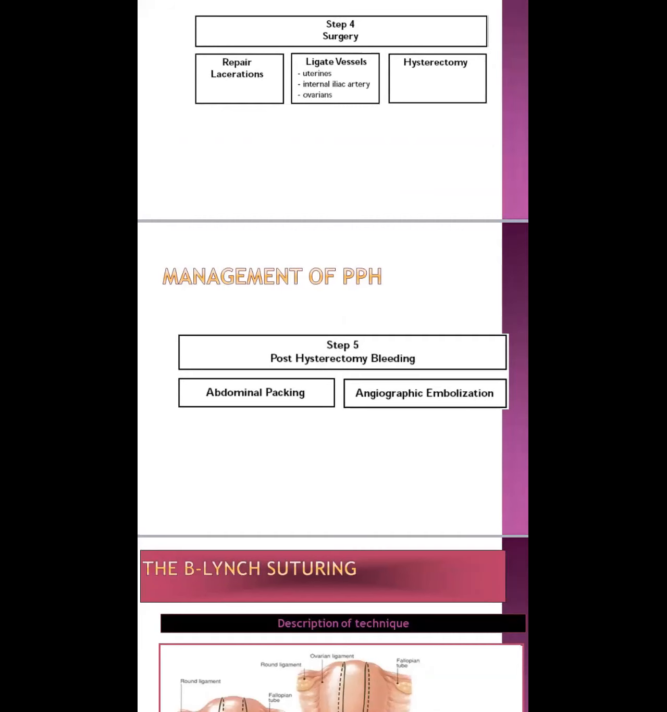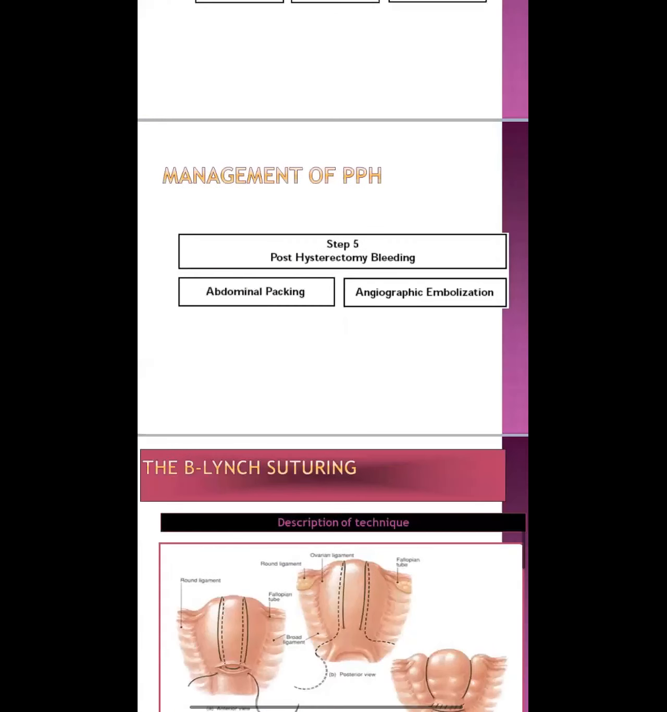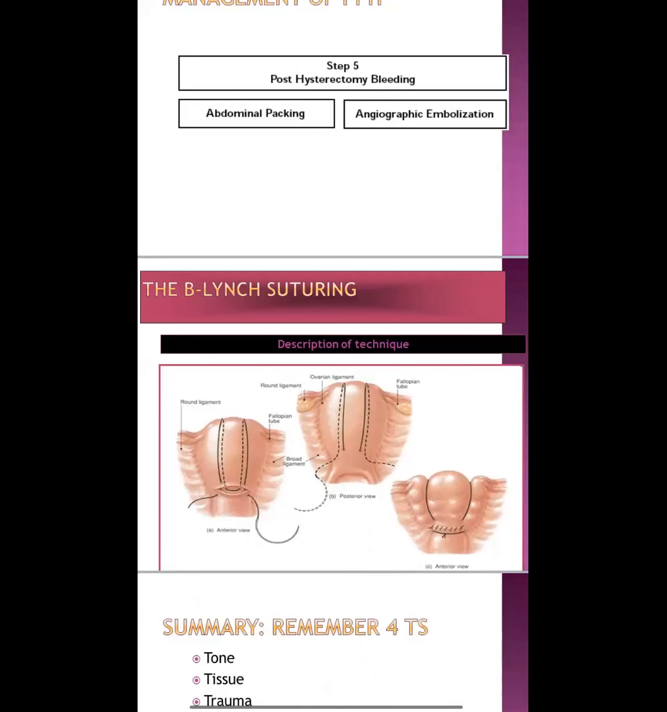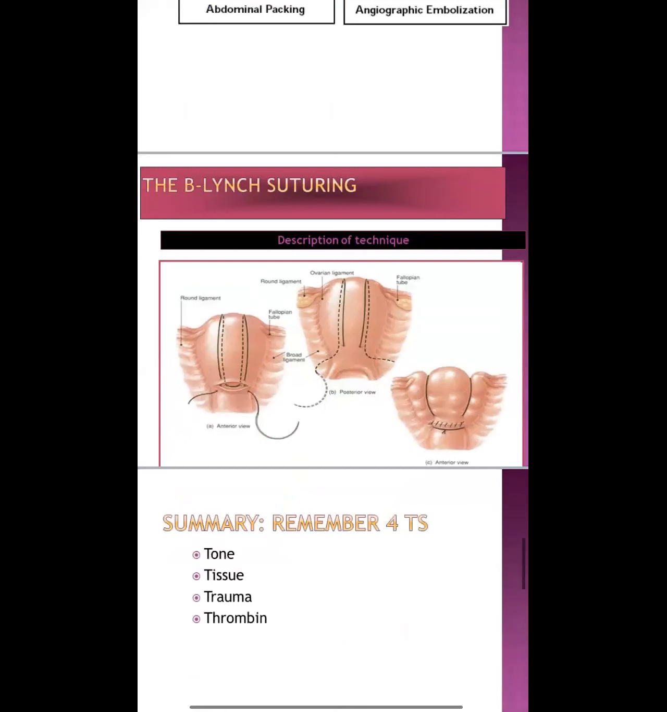For post hysterectomy bleeding, if the patient's bleeding continues, then abdominal packing and angiographic embolization of the arteries. The next picture shows the B-Lynch sutures, and this is before you go to hysterectomy. Apply B-Lynch sutures, and if there's no need for going into hysterectomy, fine; if not, then go for uterine artery ligation, internal iliac, or ovarians, and finally hysterectomy.